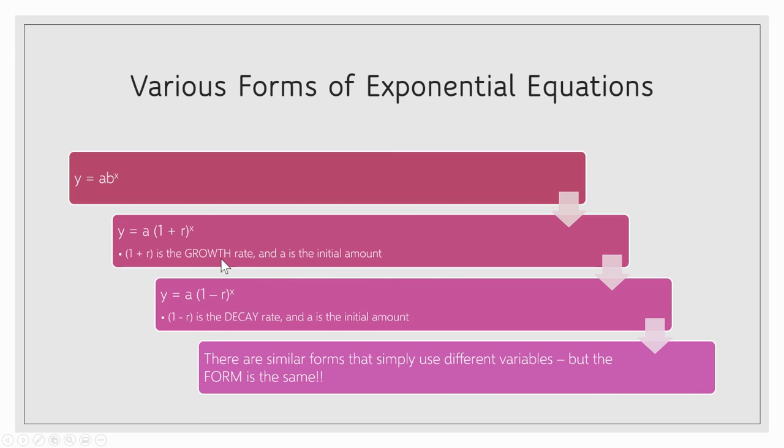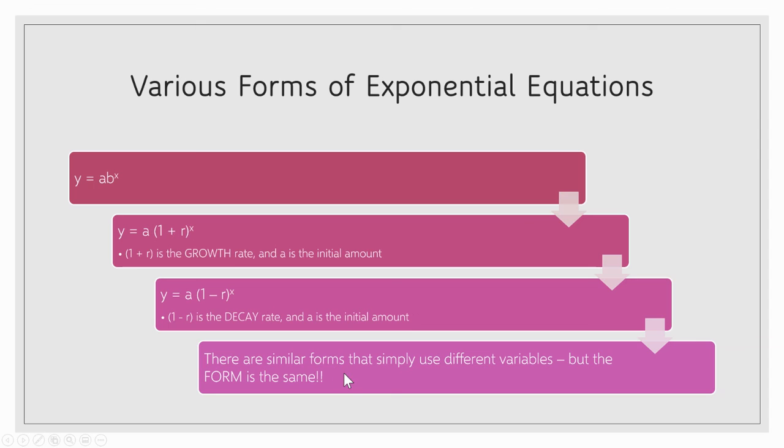1 plus r is your growth rate, because that's what makes it grow. That's what makes it an increasing exponential function. And your a is your initial amount. Then your corresponding 1 minus r, that's your decay rate, and a is your initial amount.